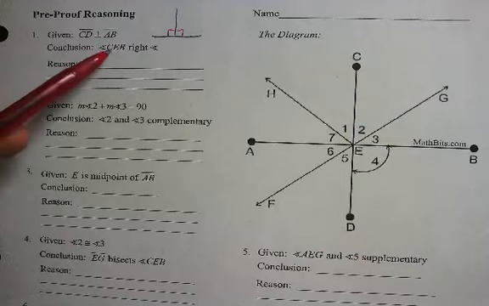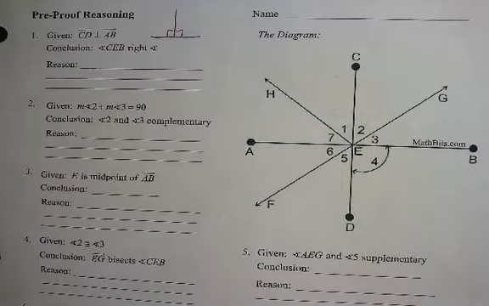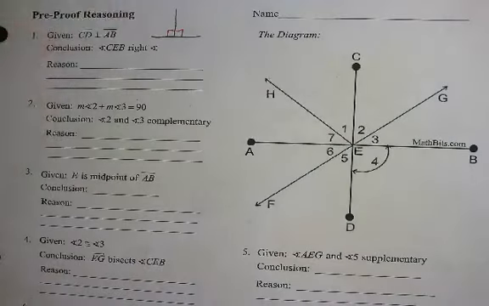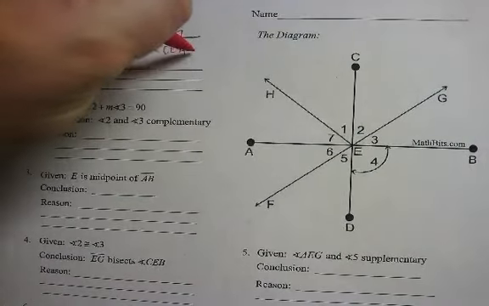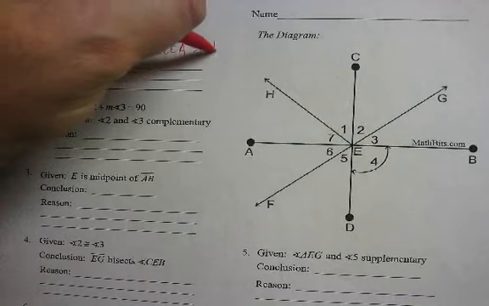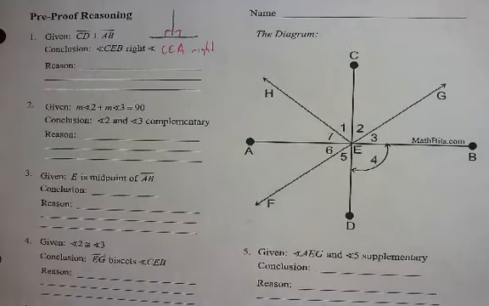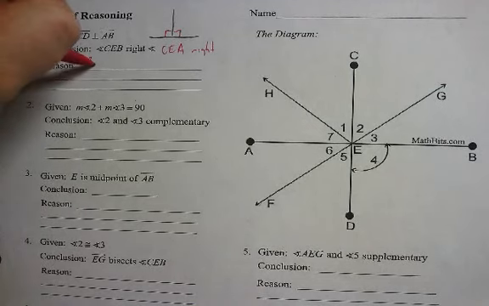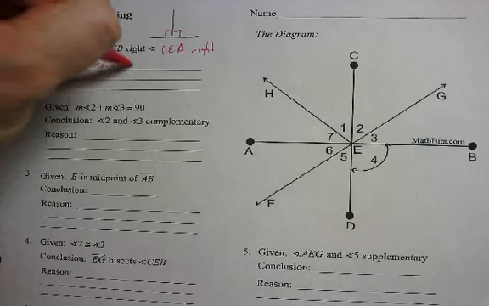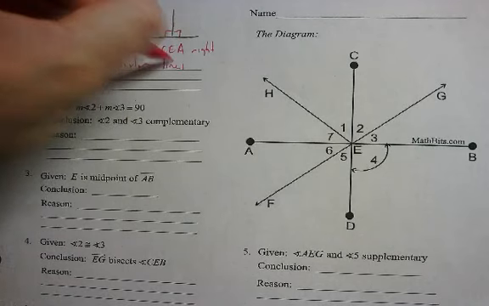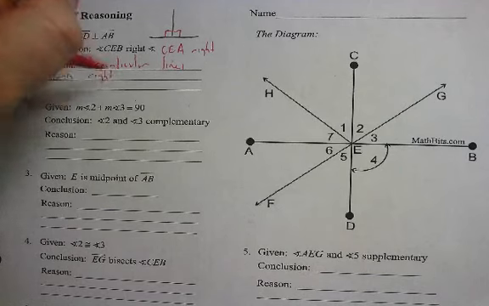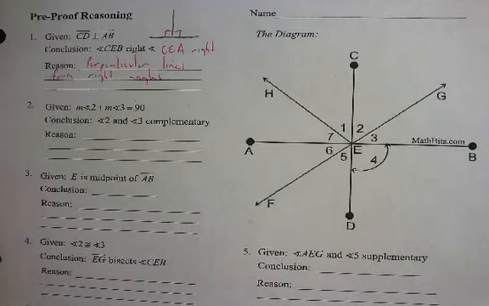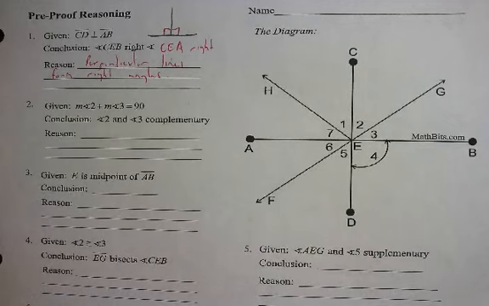Okay, if I know that CEB, which is this angle, is a right angle, I also know that angle CEA, this one, is also right. All right, and the reason, and you got to start to remember these statements, is perpendicular lines form right angles. Okay, so that was number 1.